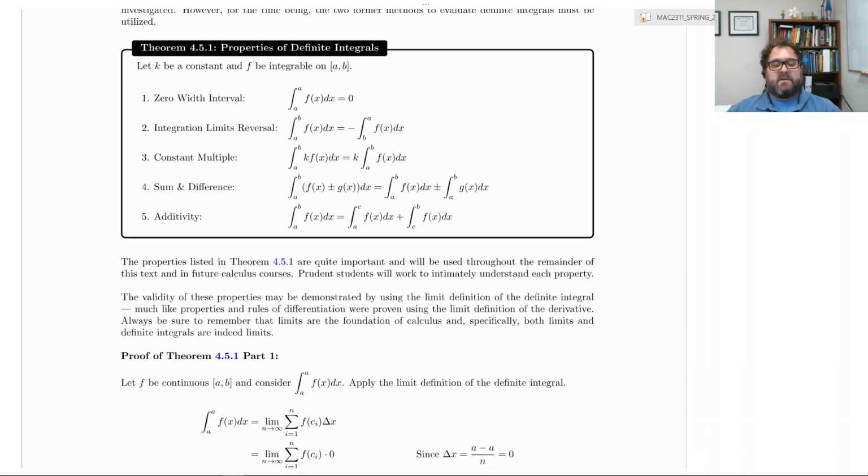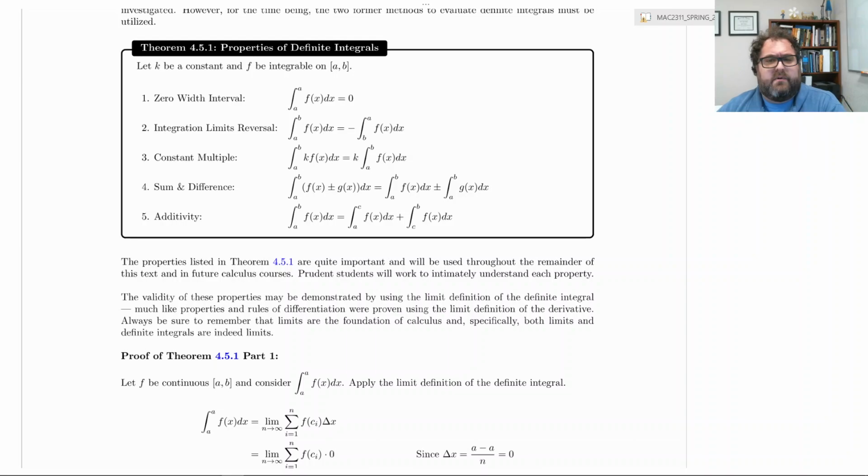All right, welcome back. Let's continue our discussion of definite integrals today with properties of definite integrals. These are going to be super important for the rest of the class and super important if you're going to Calc 2 especially. So let's look at the first one, a zero width interval. This makes sense. Some of these will make intuitive sense, some of them are not so intuitive.